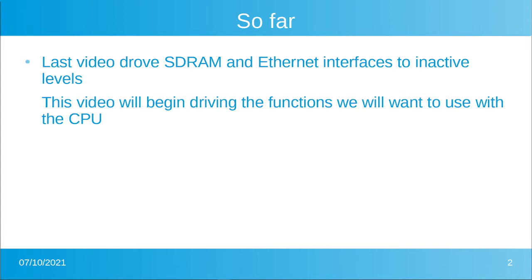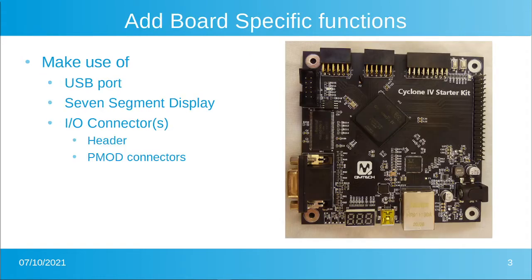In the last video we drove the SDRAM and Ethernet interfaces to inactive levels so that those chips are not being turned on accidentally. This video will begin driving the functions that we want to use with the CPU. The CPU resources we can use pretty easily would be the USB port. We know it already is hooked up, so that's good. The 7-segment display, it's a 3-digit 7-segment display. We'll make that work in this video.